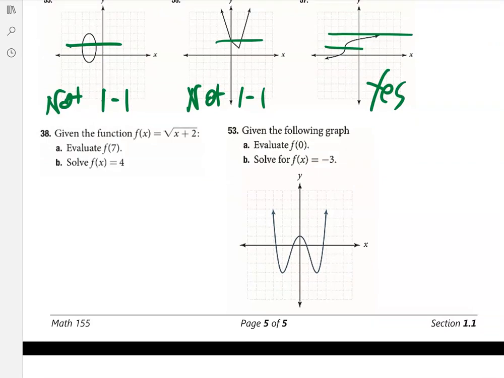Number 38. Given a function f of x equal to square root of x plus 2, evaluate f of 7 and then solve for f of x equals 4. Let's do this. Evaluate f of 7. So 7 plus 2 is 9. So square root of 9 is 3.